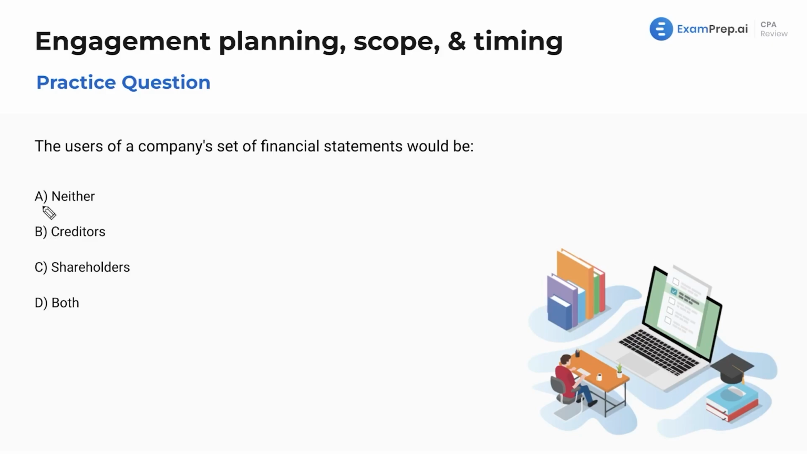So here I am going to say both. And this is something you likely see in FAR, possibly BEC, throughout the whole test, right? Think about the big picture. Who is going to use the financial statements? Creditors, shareholders, and there are many others, right? Banks, regulatory agencies. There are so many possibilities of who would use financial statements, but by default, the most common ones are going to be shareholders and creditors.